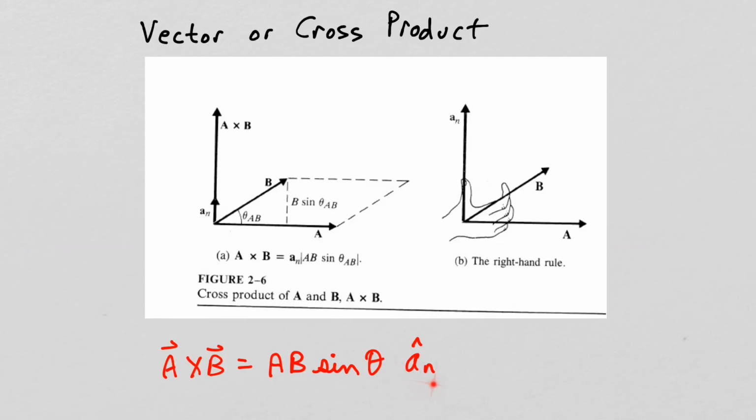This is the unit vector signifying that direction, and that direction is perpendicular to the plane formed by A and B. There are two directions that are perpendicular to the plane formed by vectors A and B. We will use a right-hand rule to determine that direction. So you take your right hand and put the fingers of your right hand in the direction of the vector A, and your palm faces B with the smallest angle between A and B, and your right thumb then points in the direction of our unit vector A sub n.